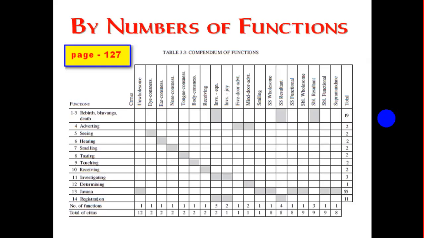Smile producing consciousness, only 1 function, javana. Sense sphere wholesome cheta, or 8 great wholesome cheta, only 1 function, javana. And the sense sphere resultant cheta have 4 functions: rebirth linking, life continuum, death, and registration. Sense sphere functional cheta, only 1 function, javana. Sublime wholesome cheta, only 1 function, javana. Sublime resultant cheta, only 3 functions: the 9 sublime resultant cheta perform rebirth linking, life continuum, and death. And sublime functional, only 1 function, javana. Supramundane, only 1, javana.